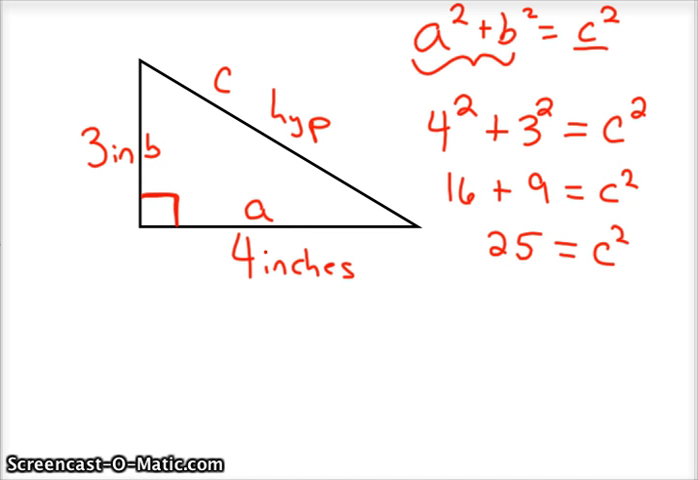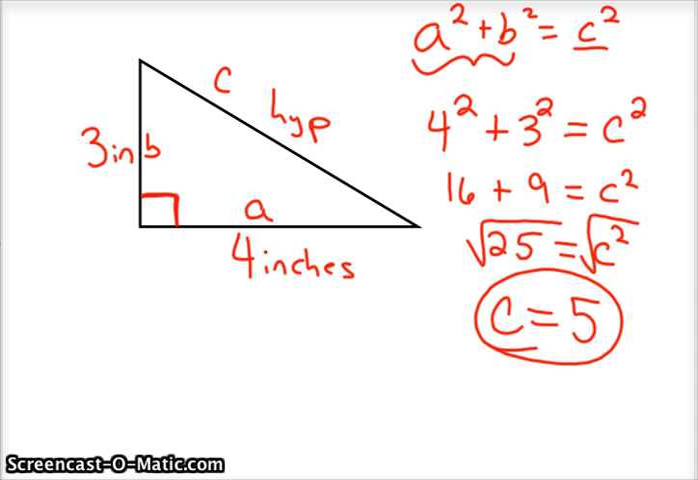And we want to find the value of C. So you would root both sides, and C is equal to 5. Before, we were doing plus or minus 5, but in this case it's a length, which is a scalar multiple, so we only use the positive side. And so C is 5.